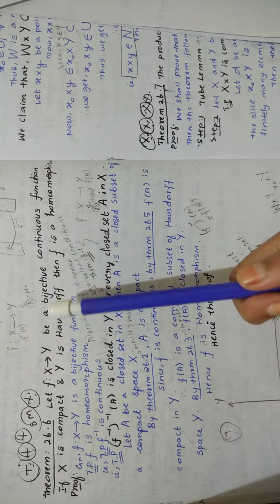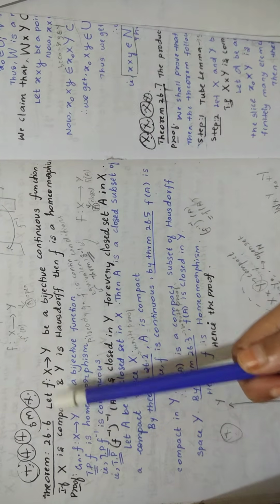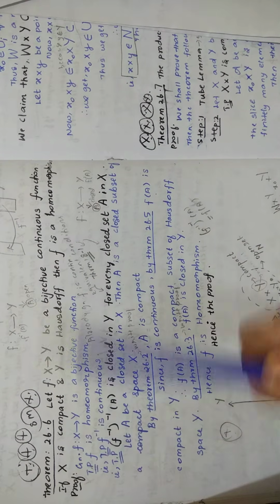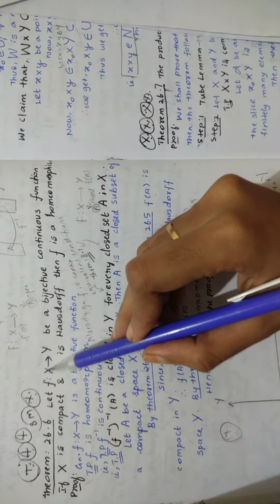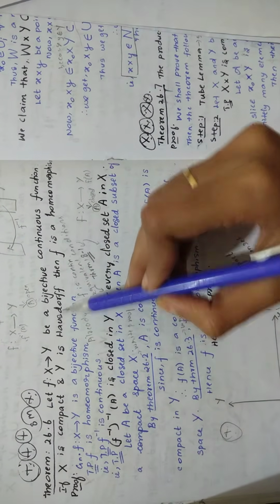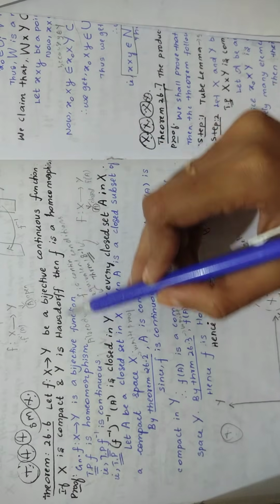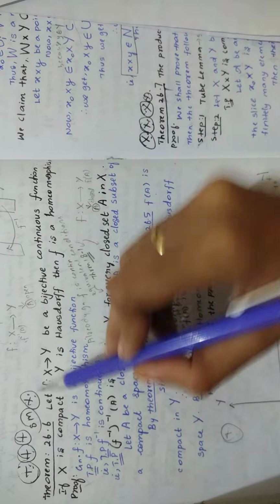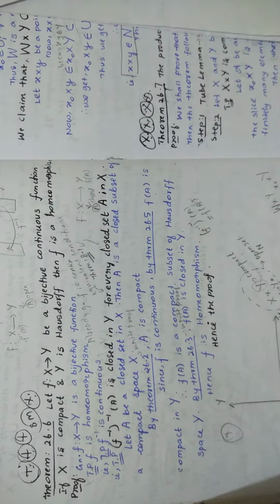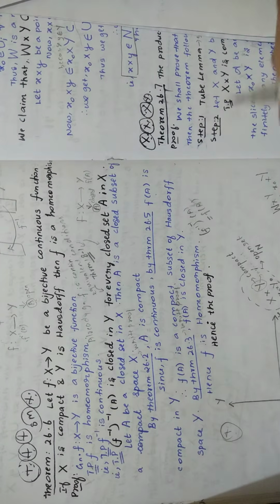The statement itself gives you these three things about this f, and they are also talking about this X and this Y. They are saying this X is compact and this Y is a Hausdorff space. So if these conditions are there, then what you have to prove is that this f is a homeomorphism. That is what we have to prove.